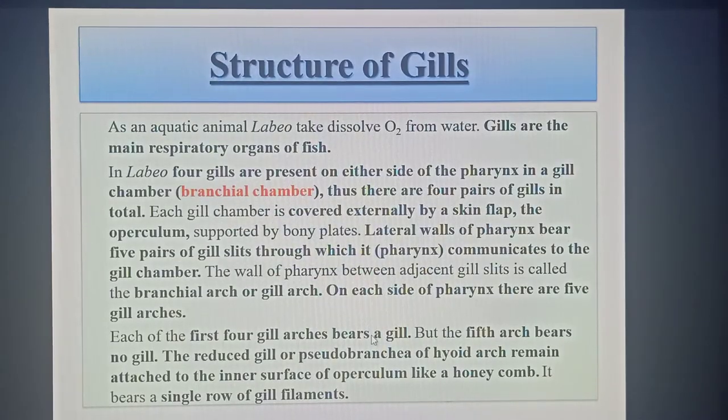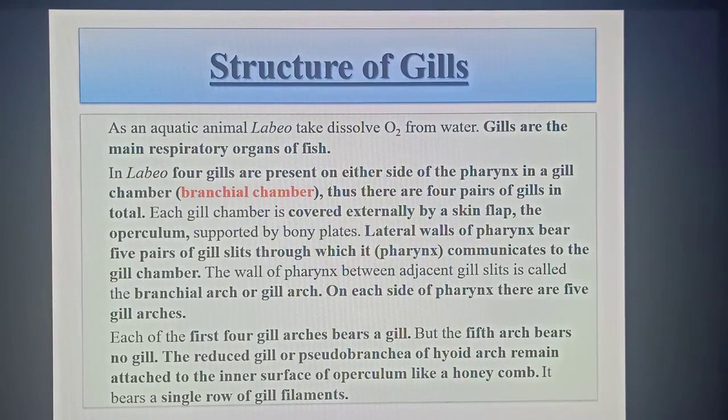So now, it is about the structure of gills. This is a very important question for you. What about the structure of gills? So boys and girls, let's start. It is about the structure of gills.